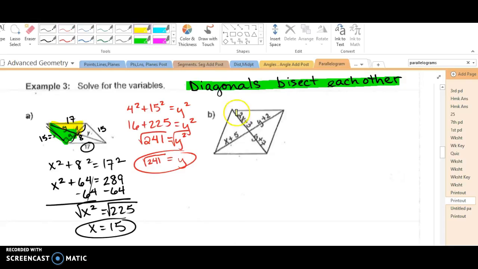On part B, you go to equal the pieces of the diagonals to each other. X plus 5 equals y plus 2, and 2x plus 3 equals y plus 7.